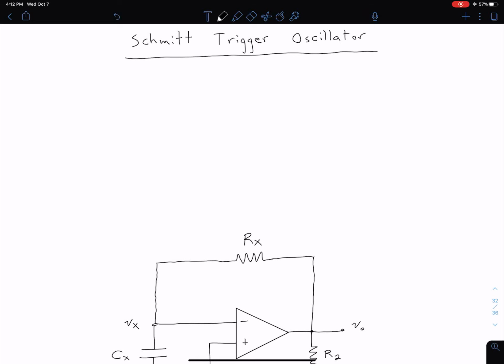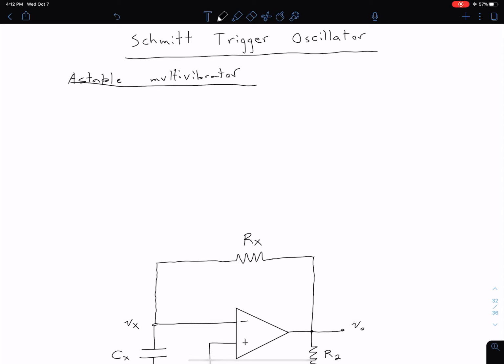So the last type of oscillator configuration we're going to look at is our Schmitt trigger oscillator. We're going to look at a couple different types of configurations, one that gives us an astable output and one with a monostable output. First we're going to consider our astable, and in our Schmitt trigger configuration we call this an astable multivibrator.